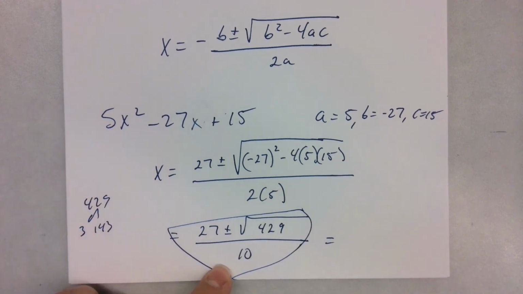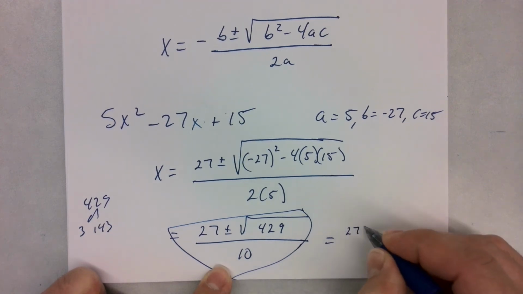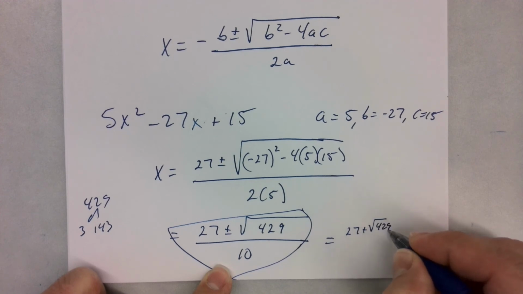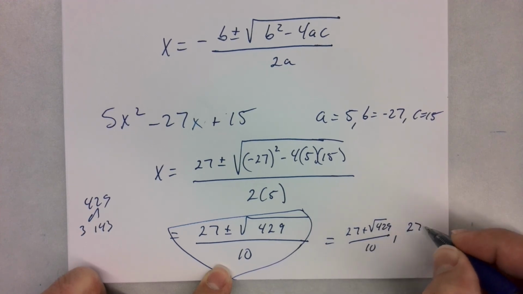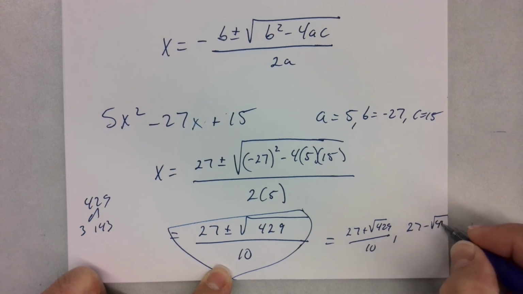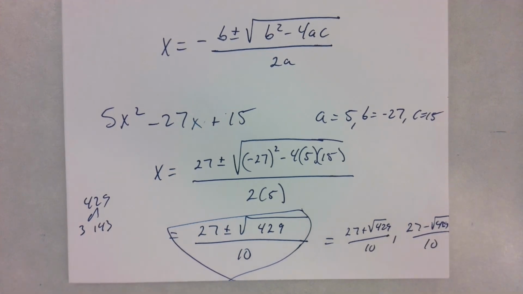That's the answer. Okay? But what is that really? That's the point where it falls. It's actually 2 points, right? Where it's going to cross the x-axis, right? But what are they? Zeros. They are my zeros, you're right. Does anybody know what they really are, though? Well, it's 27 plus the square root of 429 over 10. And it's 27 minus the square root of 429 over 10. They're my 2 answers, which is why you have the plus or minus there.